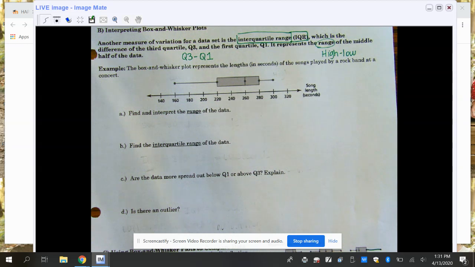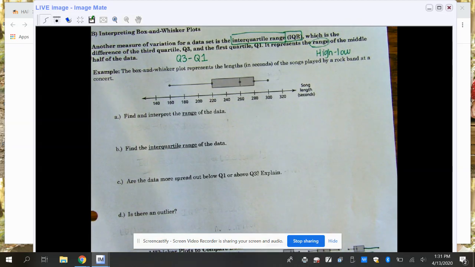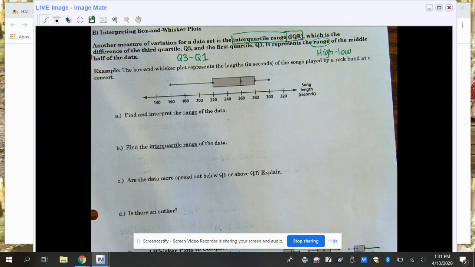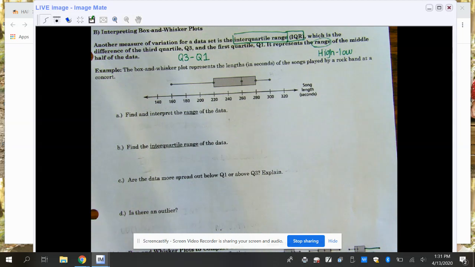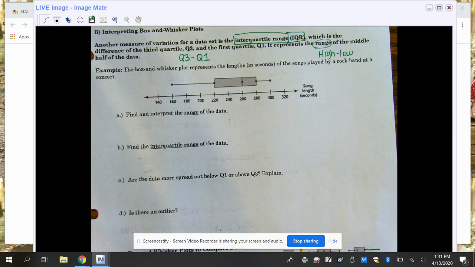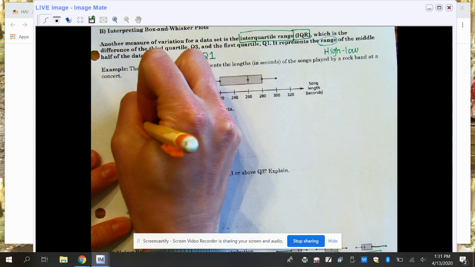Because I could say, like, find the range of the lower 25%. So that would be here, this range right here. Find the range of the middle 50%, which is the interquartile range. Find the range of the top 75%. So that's why it's important to make sure you understand how the box and whisker plot is kind of broken up here. So if I want the range, that means I want the high minus the low.